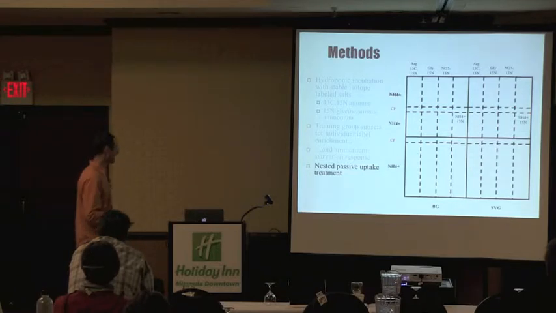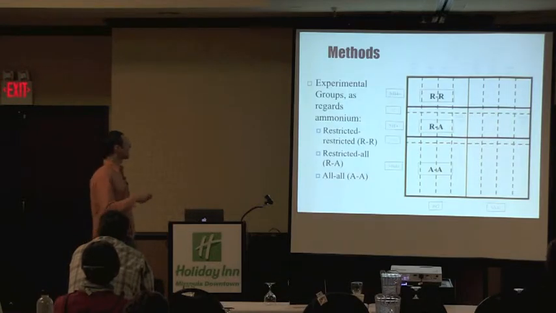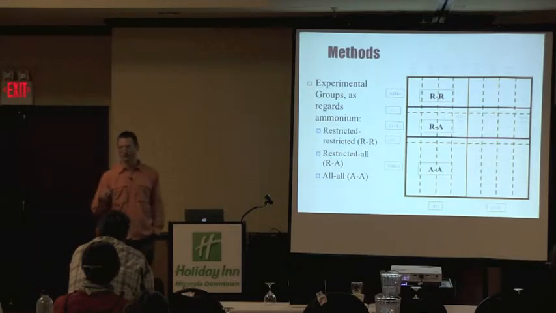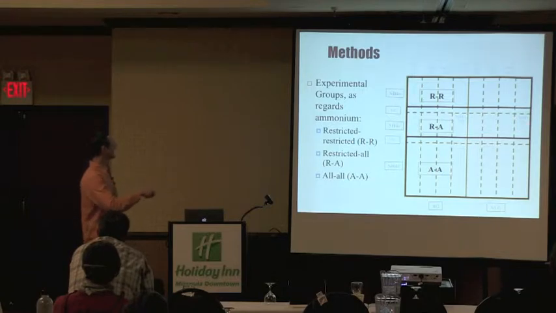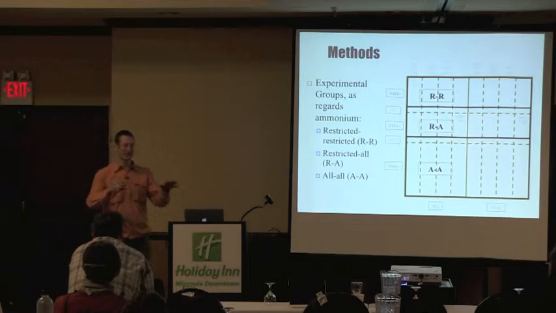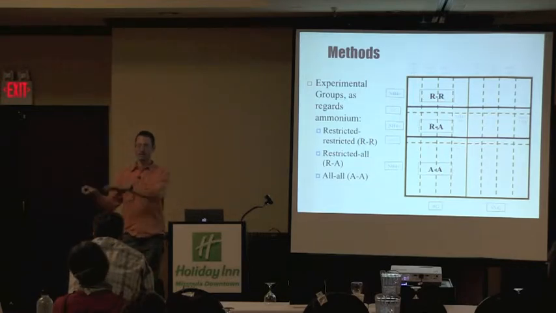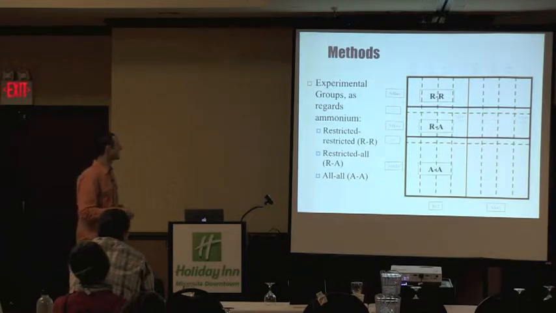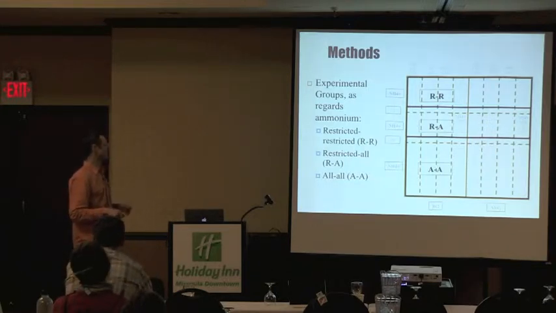So again, a lot of categories to look at, but it gets a little simpler in terms of looking at the data, because this ends up turning into just 3 main experimental groups. So we have the R to R group, where they were restricted. They were never given ammonium in the greenhouse, and then in the incubation treatment, they still were not given ammonium. They were only given the other 3 N sources: arginine, glycine, and nitrate.